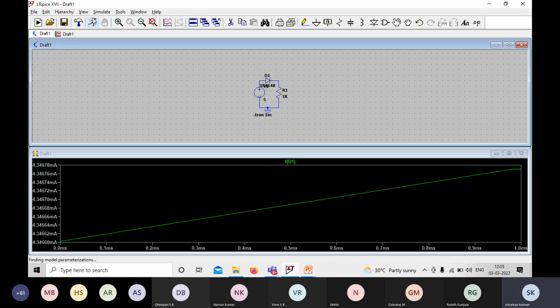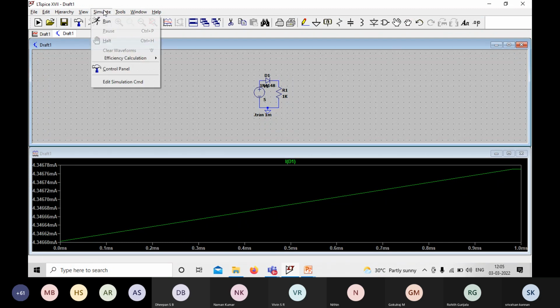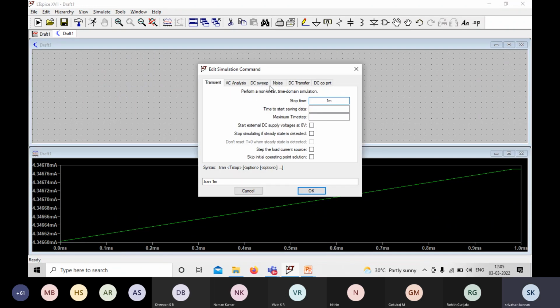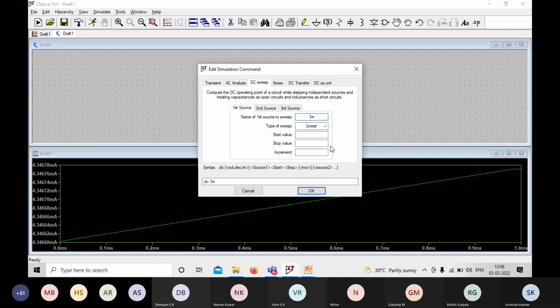Next you can simulate it. In simulation, edit simulation command. Use DC sweep. The name of the source is V1. Start value 0, stop value 4 volt or 5 volt, increment in the size of 1.